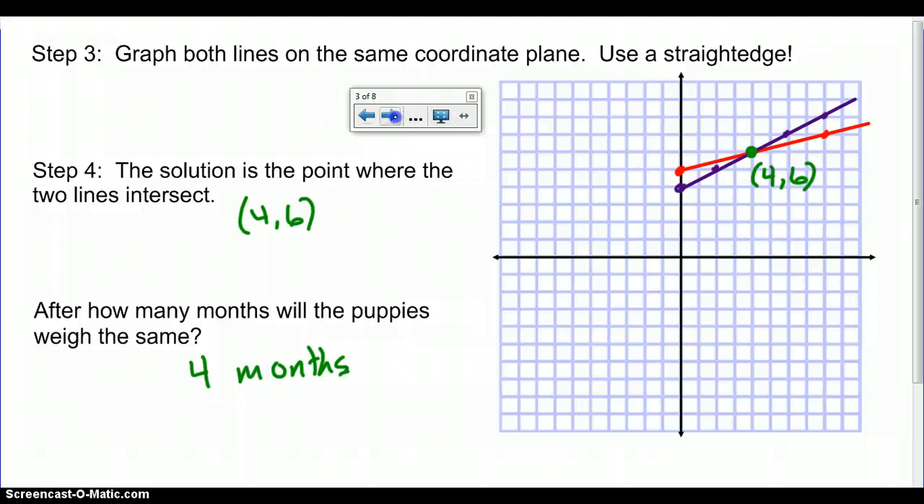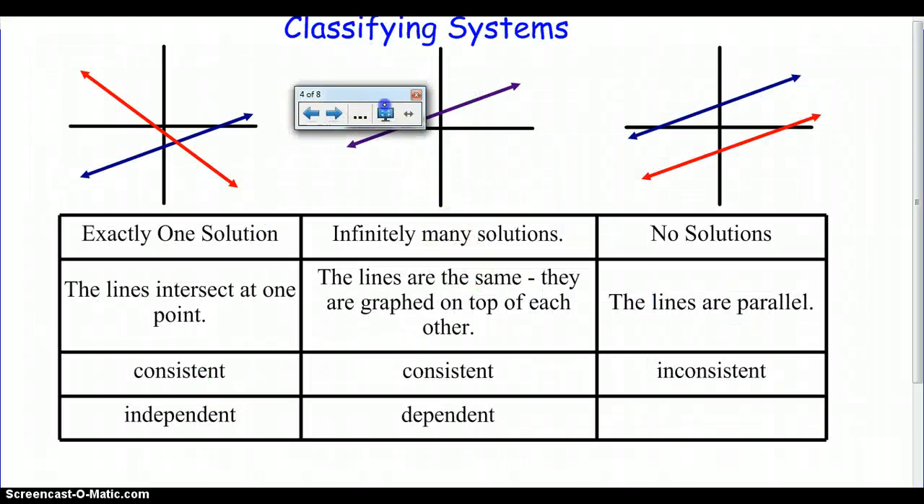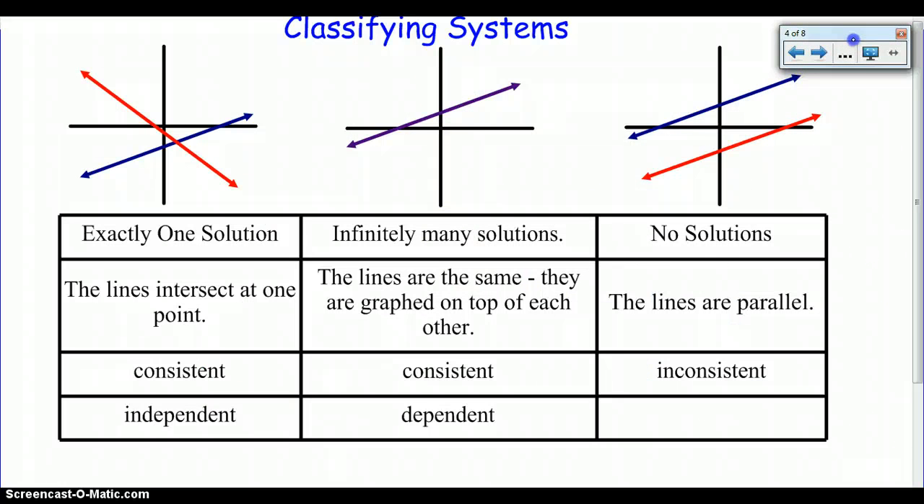All right, let's take a look at how we classify systems. We'll do some more graphing and solving momentarily. You can see the three scenarios here. The one on the far left is what we typically run into, where we have two lines that intersect each other. We would know if that happens that the lines have exactly one point of intersection. Therefore, the system would have exactly one solution.